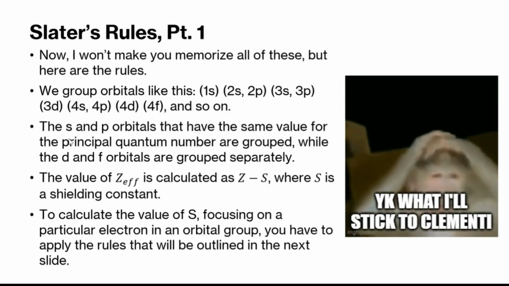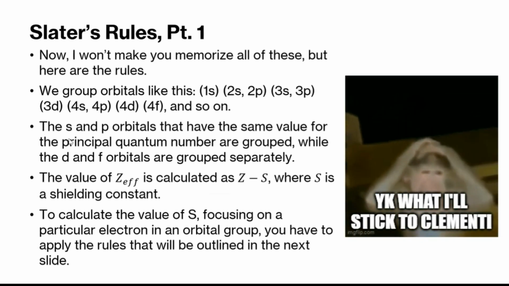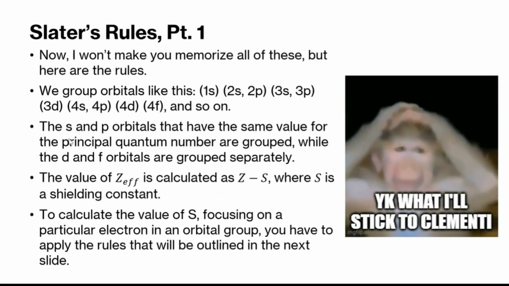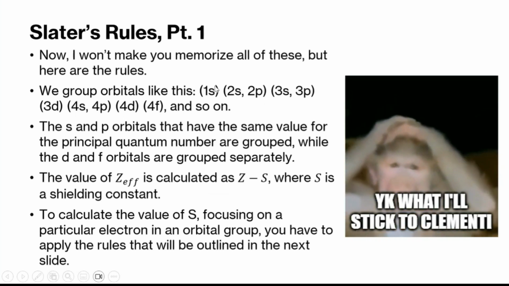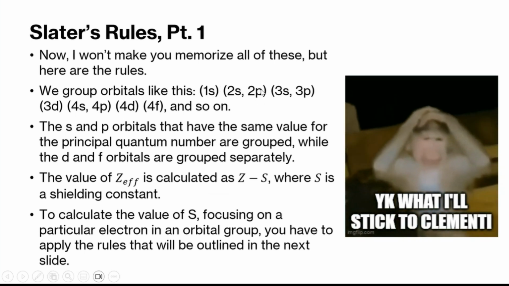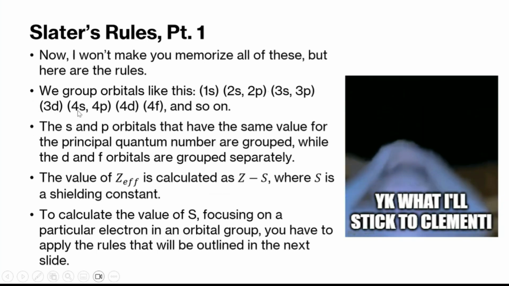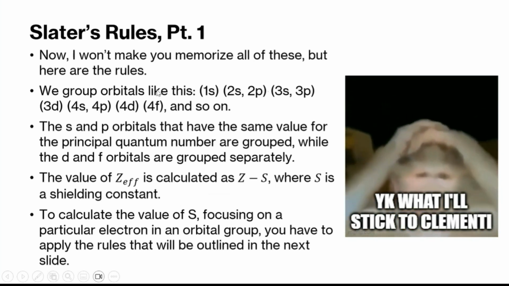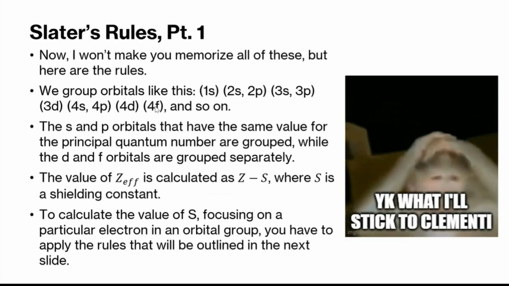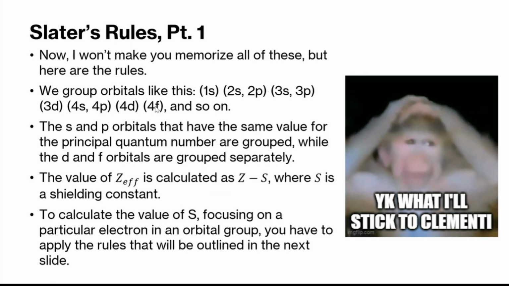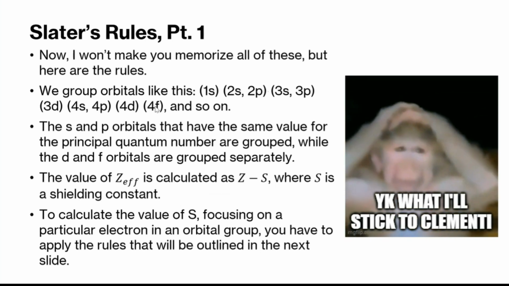So next we're going to go over another set of rules that are used to calculate the effective nuclear charge. These are known as Slater's rules. And here's the first part of how this works. We group orbitals like this, okay? We put 1s into its own group, 2s and 2p into its own group, 3s and 3p into its own group, 3d on its own, 4s and 4p grouped together, 4d and 4f in separate groups, and so on. So basically, what we can infer is that the s and p orbitals that have the same value for the principal quantum number are grouped together, while the d and f orbitals are grouped separately.